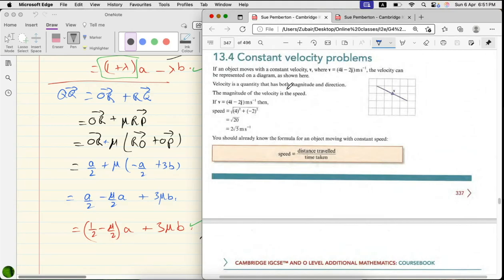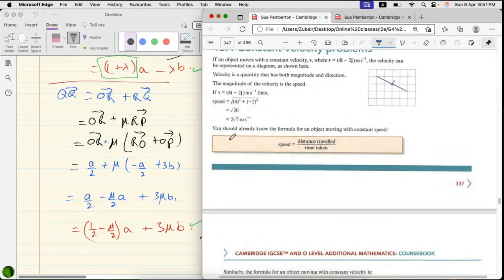Velocity is a quantity that has both magnitude and direction. We can see the magnitude and direction is represented by 4i and minus 2j, and the magnitude is exactly the same, square root of x square plus y square. And we should already know this formula: distance is speed into time, or speed is distance over time.